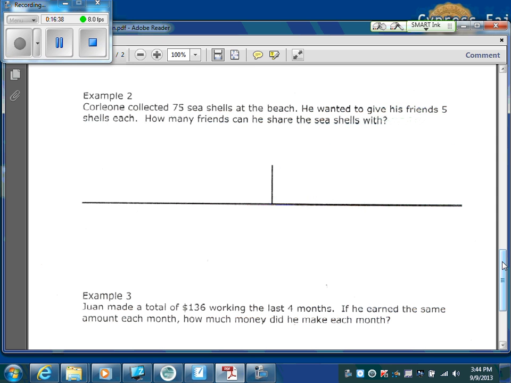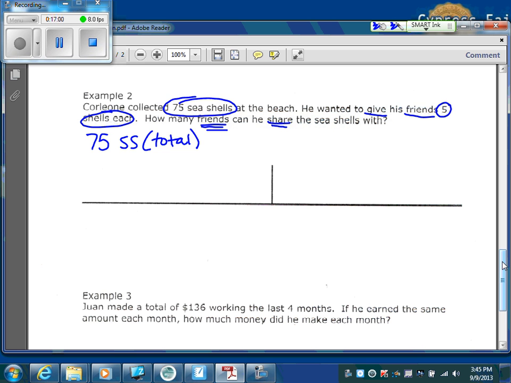Okay, so you should have tried this one on your own. Important information, we have 75 seashells. He wanted to give his friends 5 shells each. How many friends can he share the shells with? So what I know is I have 75 seashells, and that is a total. He wants to give his friends 5 shells each. We are trying to find how many friends. That means we're looking for parts. So I know that this is division.